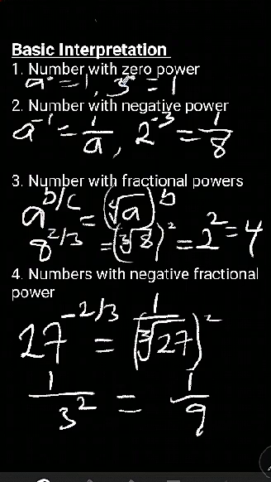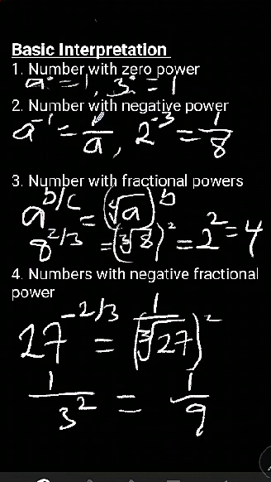The first one here is number with zero power, and this is taken as what? As 1. At least any number or anything raised to power 0 is 1. So a raised to power 0 here, that is 1, and 3 raised to power 0, that is 1.